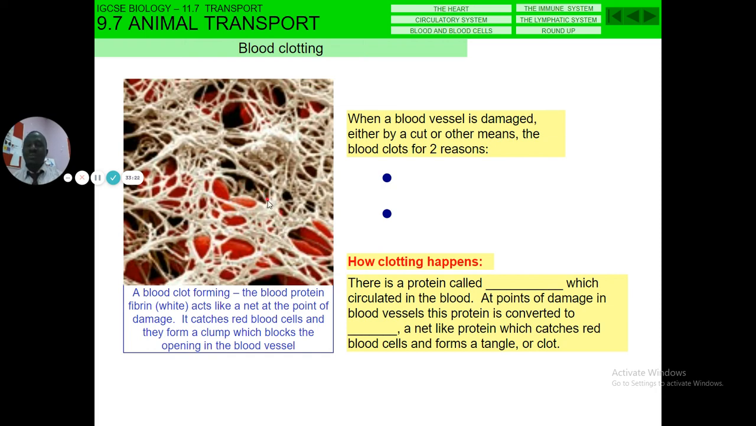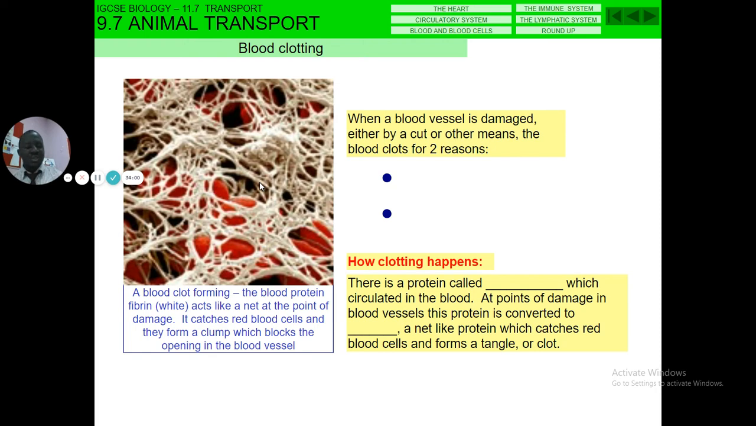A blood clot starts when a body is introduced to a wound. With blood clotting, we are basically looking at how, when you get a wound, bleeding starts, but after some time, bleeding stops. What exactly takes place? What exactly happens? So when a blood vessel is damaged, either by a cut or other means, blood clots for two reasons.